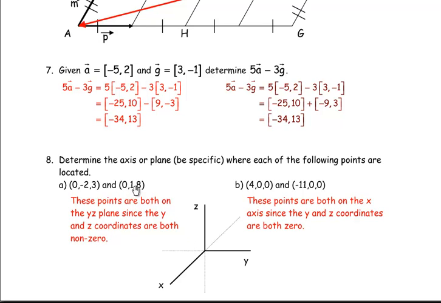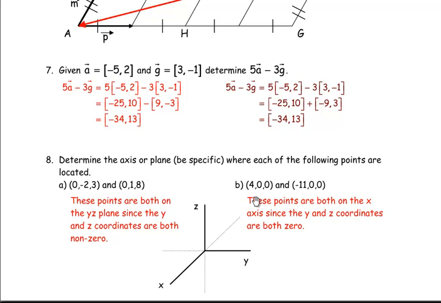Same for the 0, 1, 8 point. So I don't go forward or back. The 1 means I would go 1 here and then 8 up, and so I'm on that YZ plane. So whenever you have 2 points or more, I suppose, and the x coordinate is 0, but y and z are both non-zero, then it would be on the plane of the non-zero points. So it would be the YZ plane.